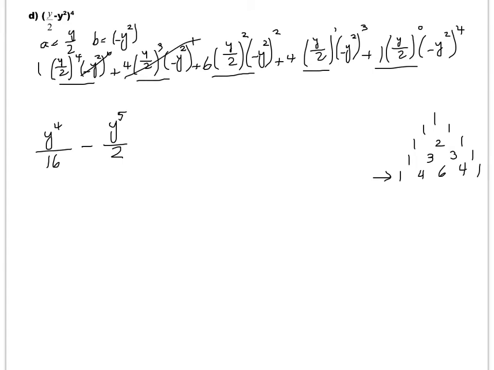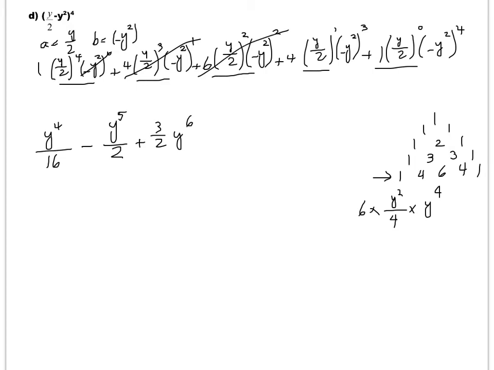The next one is 6 times y over 2 exponent 2 times negative y squared exponent 2. So we're going to have 6 times y over 2 exponent 2, which gives us y squared over 2 exponent 2, which is 4, times negative y squared exponent 2, which is y exponent 4. Now 6 over 4 gives us 3 over 2, so we get plus 3 over 2, and y exponent 2 times y exponent 4 is y exponent 6. So this is done too.